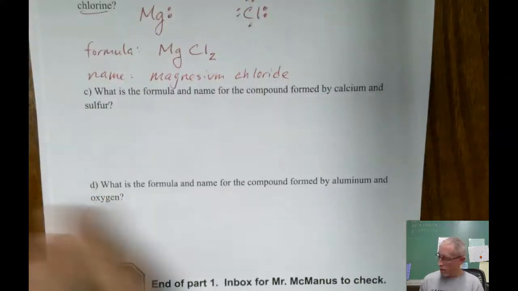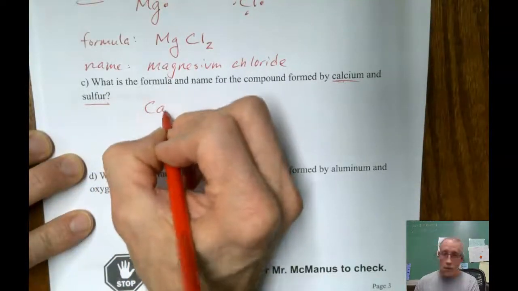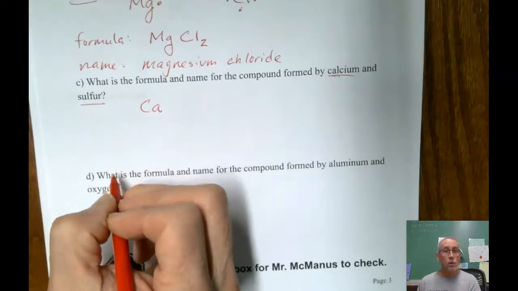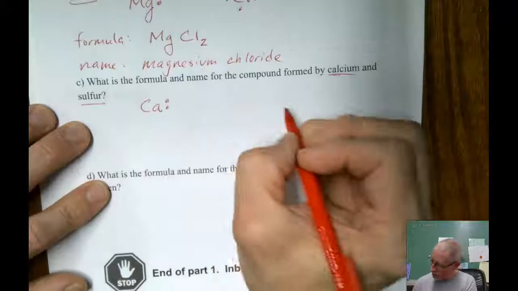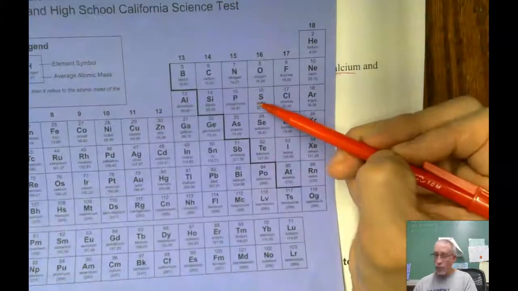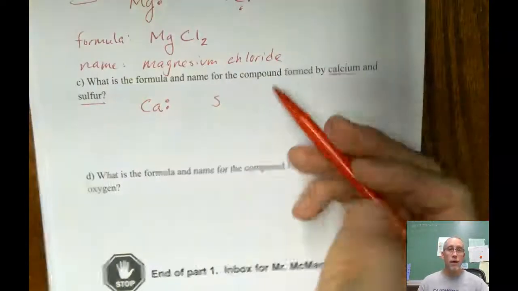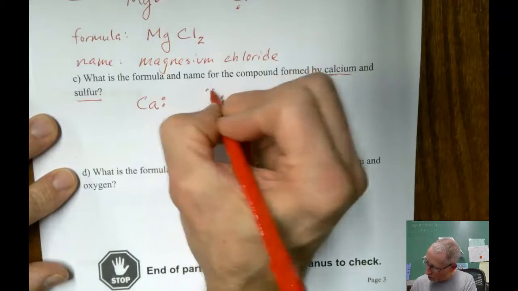Okay. How about calcium and sulfur? Calcium, that's a Ca. It's in group 2, a lot like magnesium, right? So it's 2 outer electrons. Sulfur, we haven't seen sulfur yet today. Here's sulfur. Group 16, they have 6 outer electrons. Aren't you happy you learned about the outer electrons?